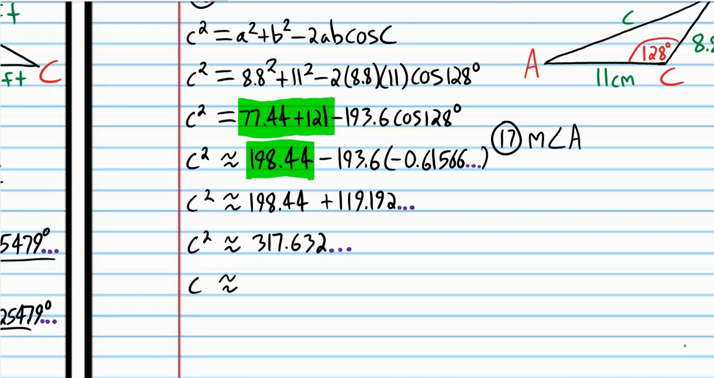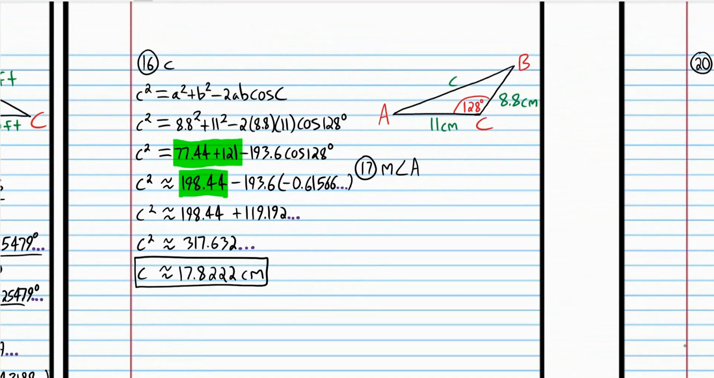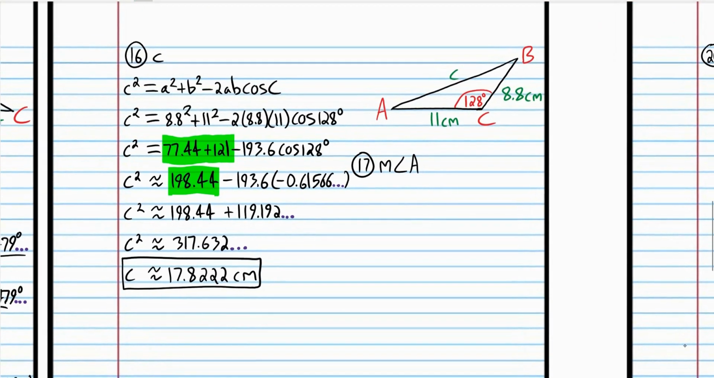So C is approximately equal to 17.8222 centimeters. So we found the length of side C. So now we're going to find the measure of angle A. And again, you could use the law of cosines.